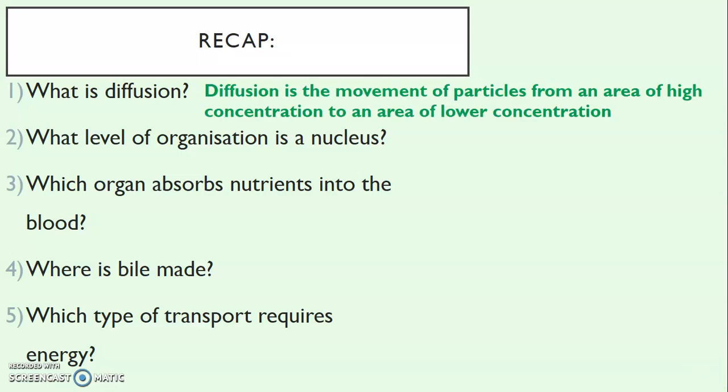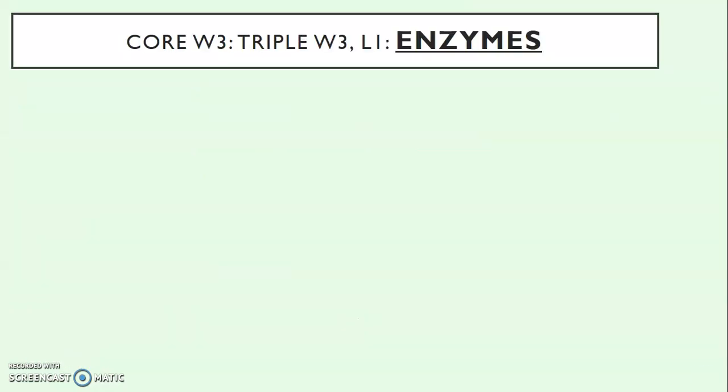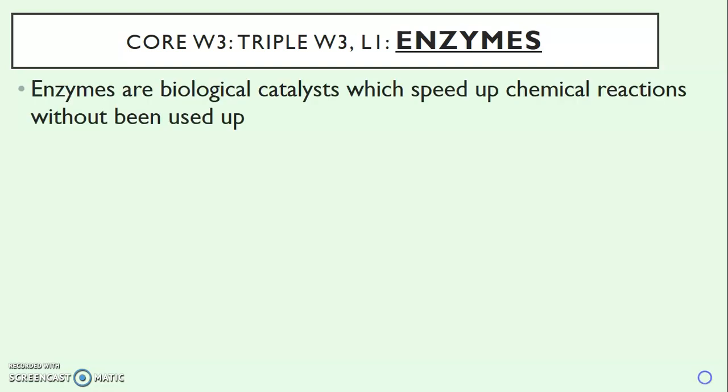Okay, welcome back. Checking your answers. Diffusion is the movement of particles from an area of high concentration to an area of lower concentration. The nucleus is an organelle, that is the smallest layer of organisation. The organ which absorbs nutrients into the blood is the small intestine. Bile is made in the liver, and the type of transport that requires energy is active transport. So what we're looking at today is enzymes.